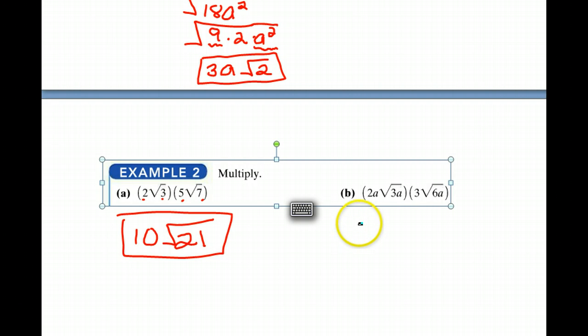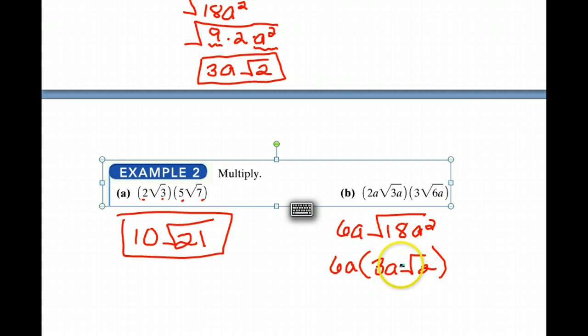Letter B. We want to start by multiplying the coefficients of 2a times 3a, which is going to give us 6a. And then we want to move on to multiply what's underneath the radical. We have 3a times 6a, which is going to give us 18a squared. We know from our previous example that that is going to simplify to 3a square root 2. We just did that one.